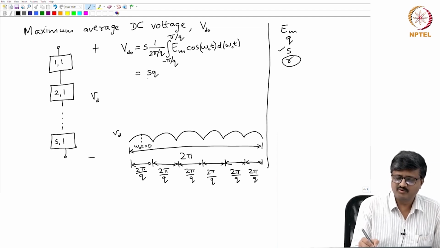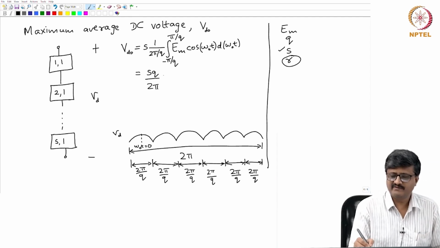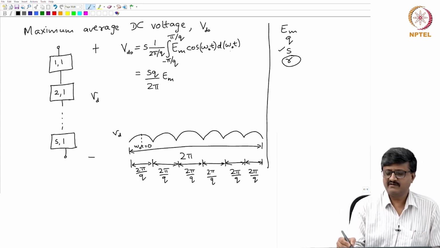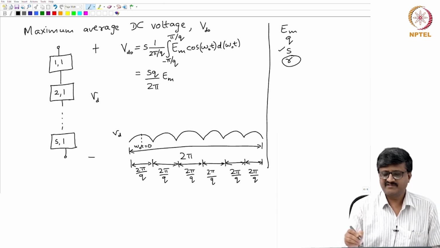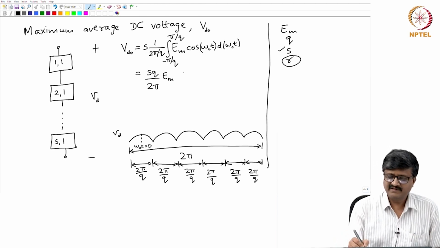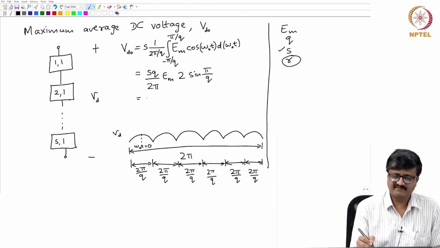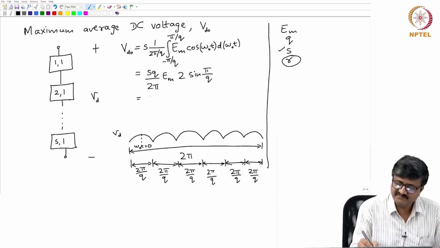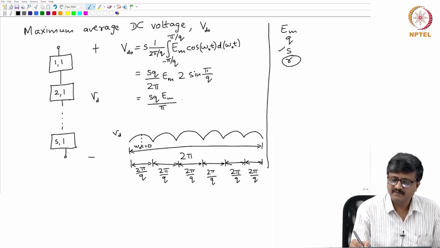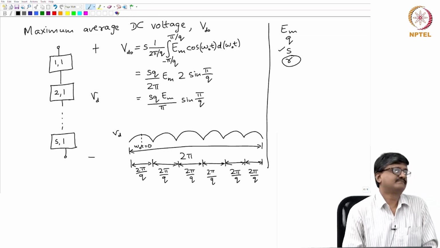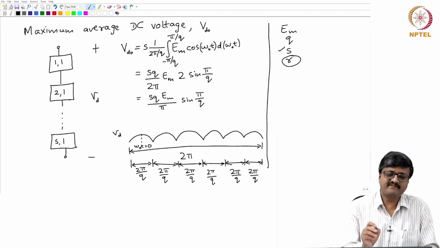So, it is SQ by 2 pi Em. Please note that we are integrating with respect to omega t. So, this will be 2 into sin pi by q. Is that okay? Just one cancellation of 2 occurs. So, what we get is SQ Em by pi sin pi by q. So, this is the maximum average DC voltage.